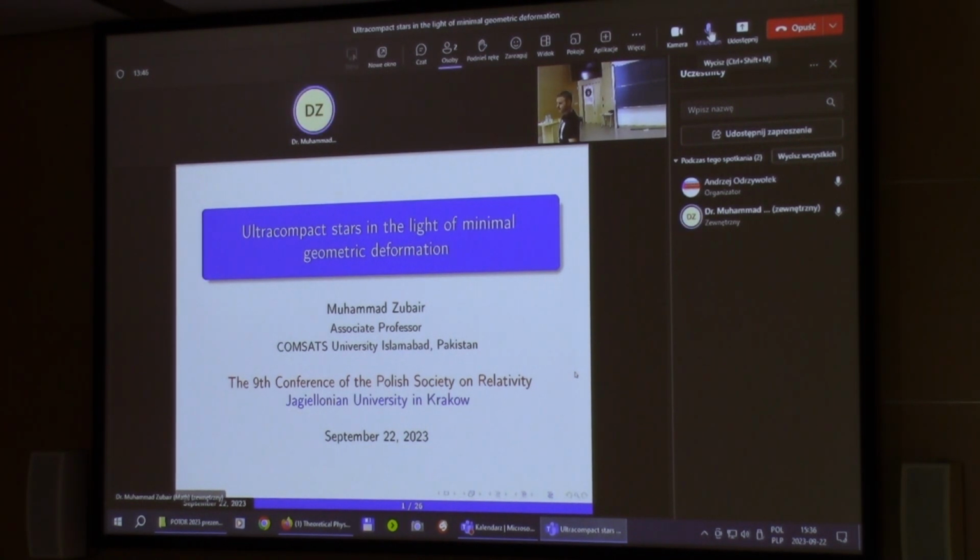Okay, thank you so much. First of all, I would like to thank the organizing committee for providing me this opportunity to speak here in this event, the 9th Conference of the Polish Society on Relativity. Today I am going to talk a little bit about ultracompact stars, mainly gravastars, in the light of minimal geometric deformation.